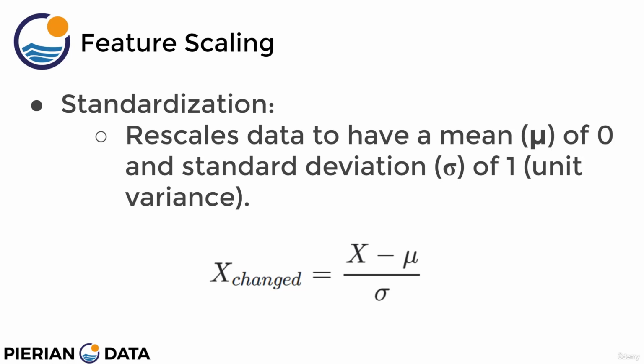This is pretty simple math to go through. You essentially calculate a mean, calculate a standard deviation, and then for every single data point, you're going to subtract that mean and then divide by the standard deviation to get your updated or scaled feature.